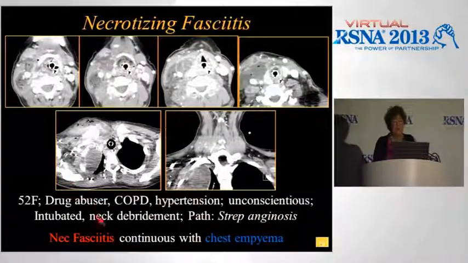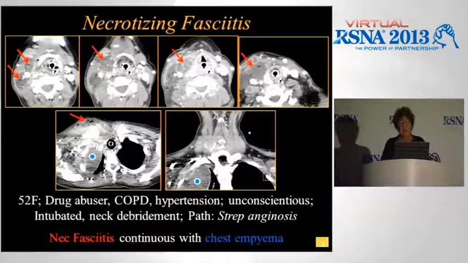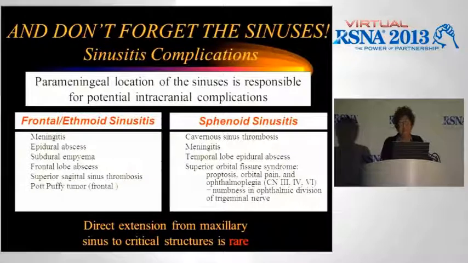Another patient, also a drug abuser. This necrotizing fasciitis is predominantly on the right, and it's also continuous with a chest empyema. And don't forget the sinuses.